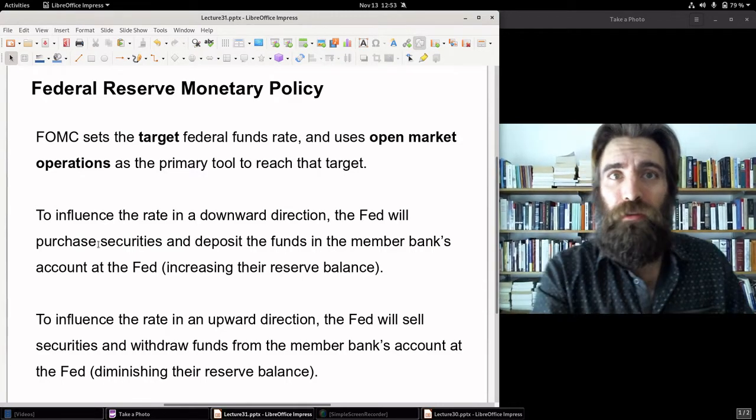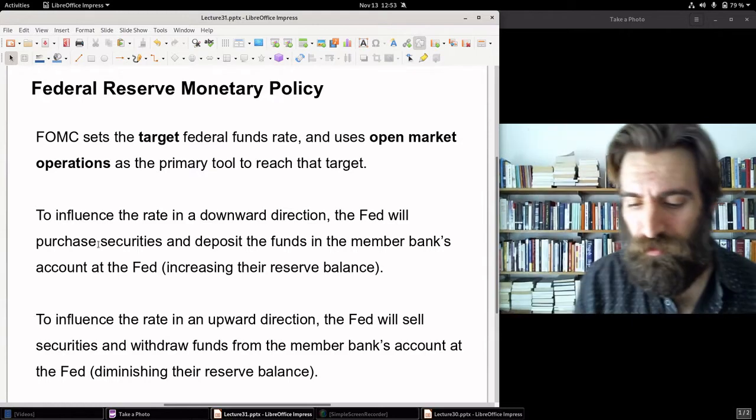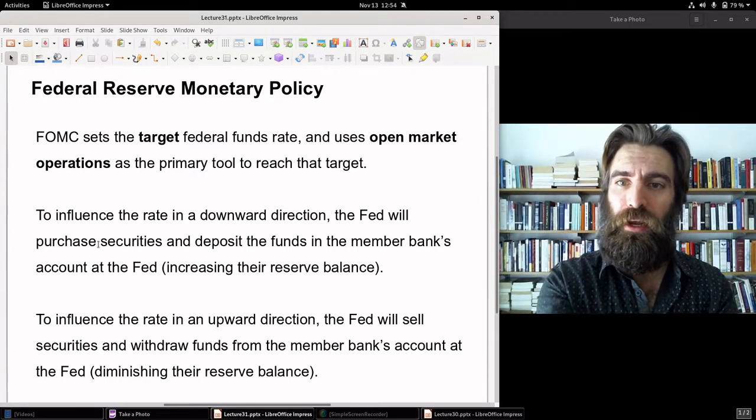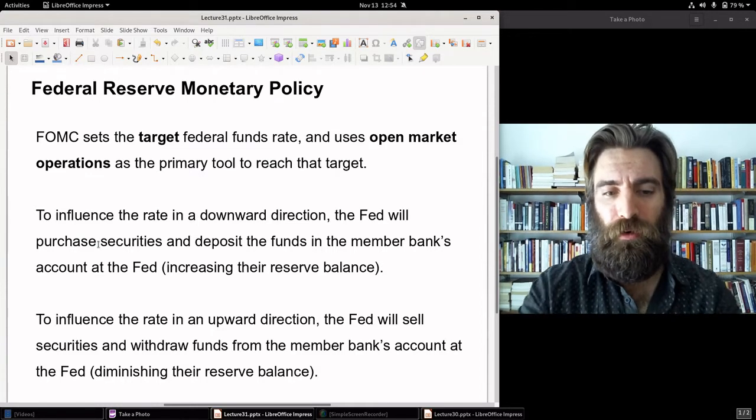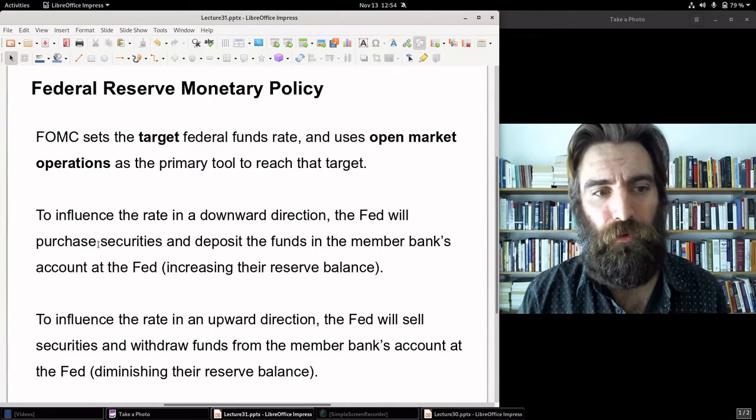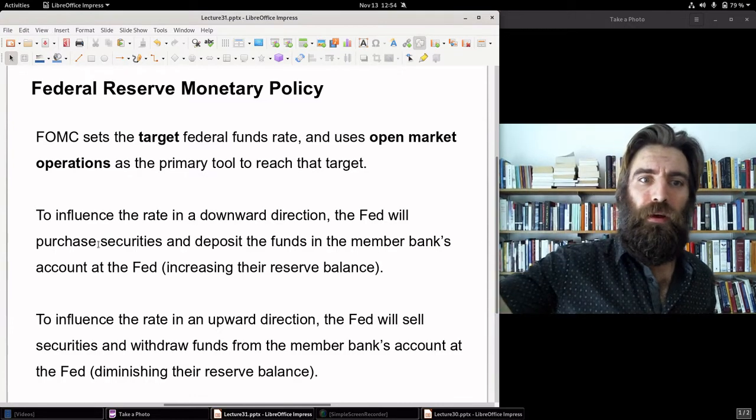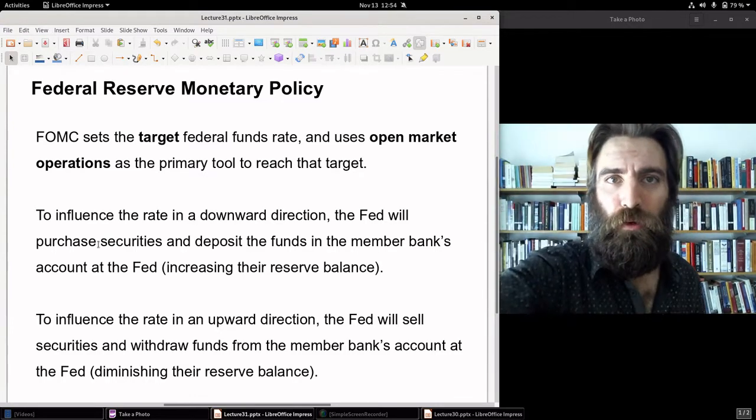Then, if the bank wants to have new Federal Reserve notes, they can decrease their reserve balance at the Federal Reserve, and that's when the Federal Reserve will give them actual Federal Reserve notes. So that's if the Fed wants to influence the target rate in a downward direction.